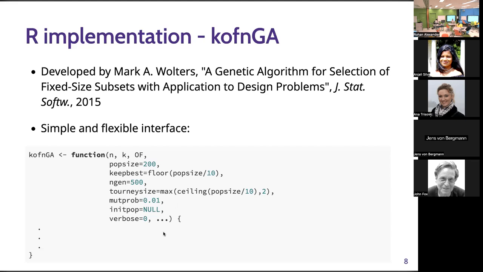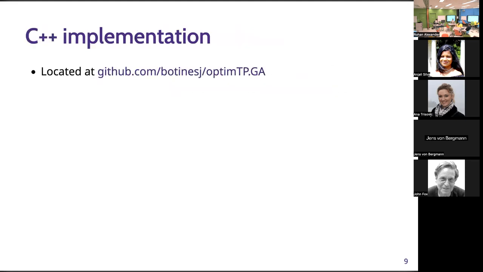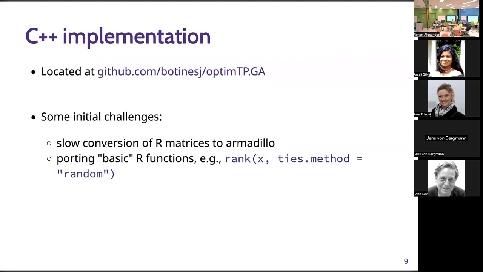So that's the R implementation. We essentially wanted to port this function as best as we could to RCPP. You can have a look at the implementation that Jordan did on this GitHub page. We faced a few challenges in the beginning. As I said, we use RcppArmadillo because the objective function performs a lot of linear algebra operations.